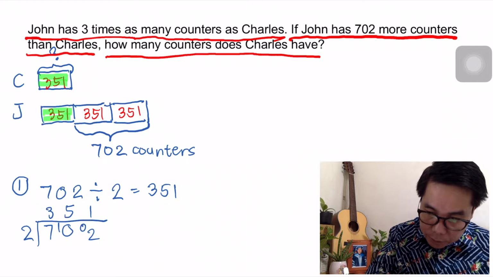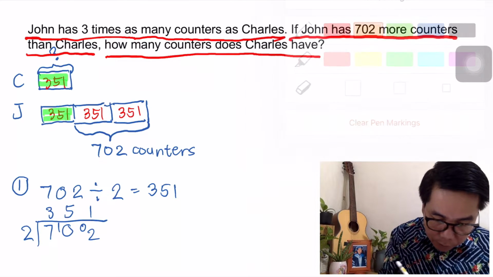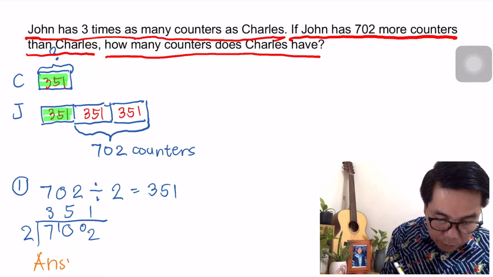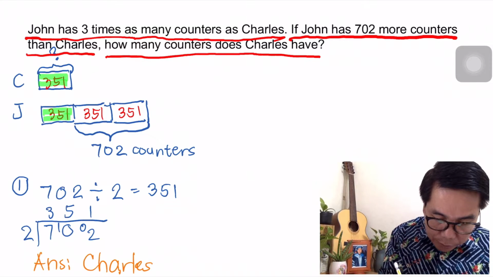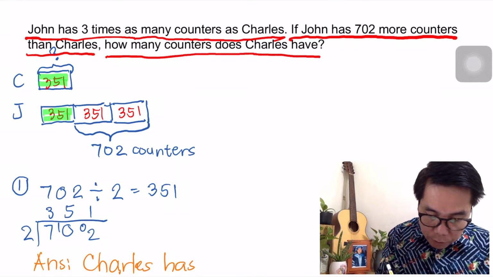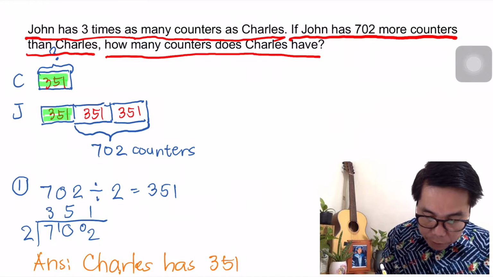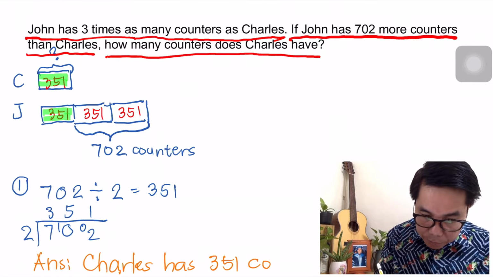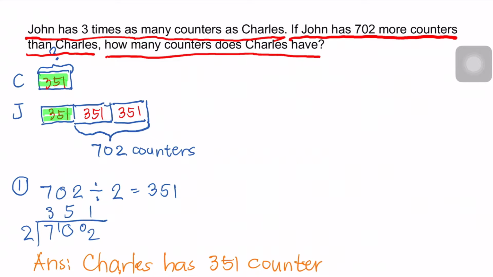So therefore, how many counters does Charles have? So let's answer that one in a complete statement. So answer, Charles has 351 counters. Now let's proceed to question number 3, or problem number 3.